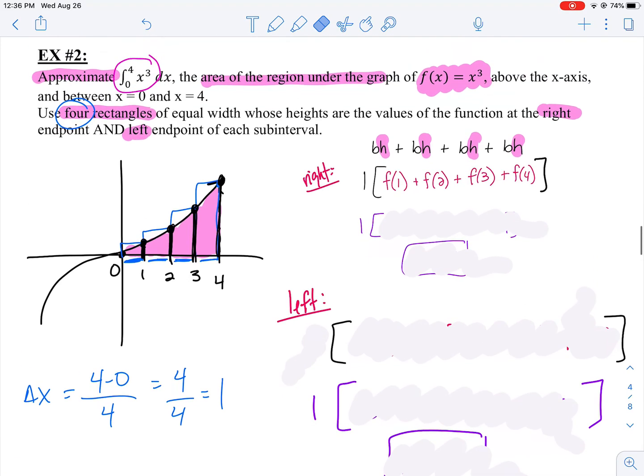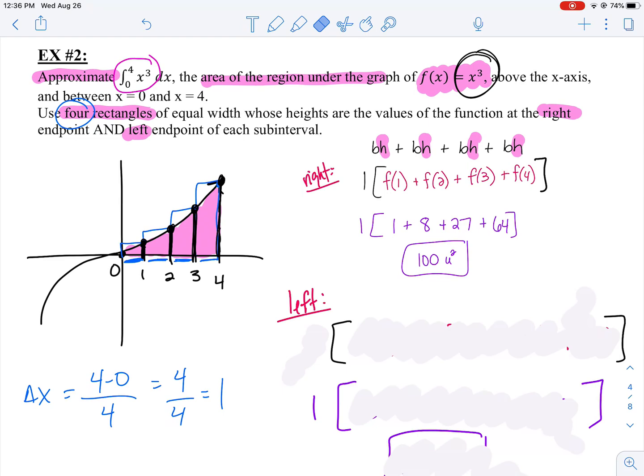I'm going to figure out what f of 1 is by plugging in 1 to my function. Remember, my function, my graph, was x cubed. So 1 cubed is 1. 2 cubed is 8. 3 cubed is 27, and 4 cubed is 64. I can add all of those up and multiply it by 1, and I end up getting an approximate area of 100 square units. But remember, that was an overestimate because my rectangles were above my curve.